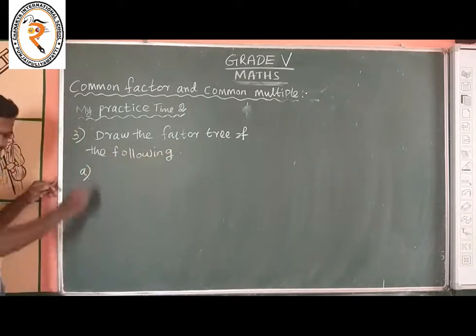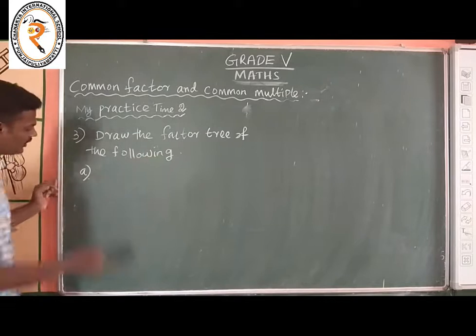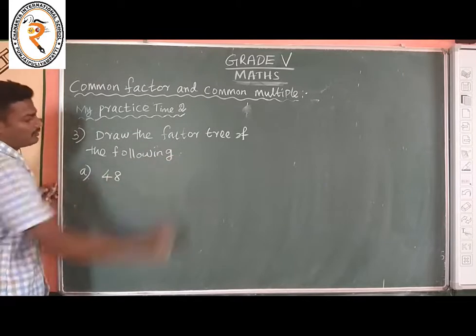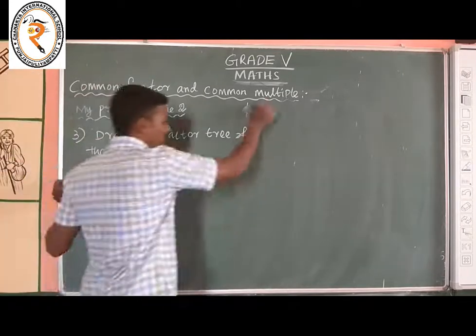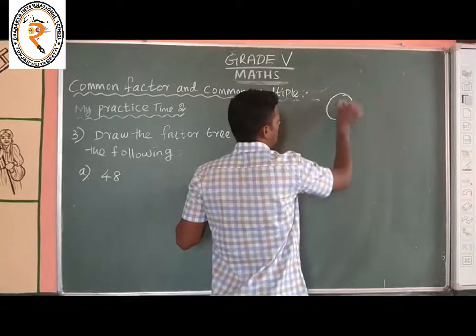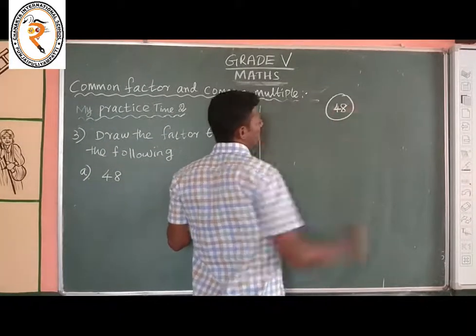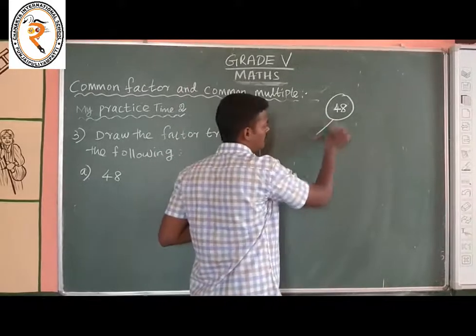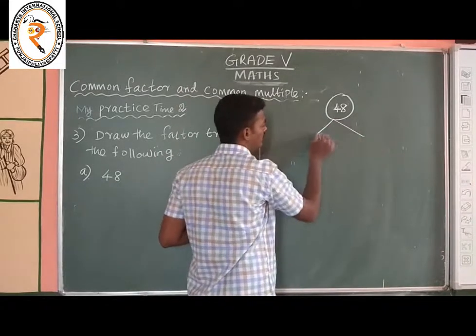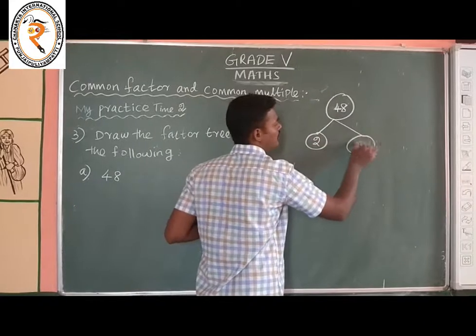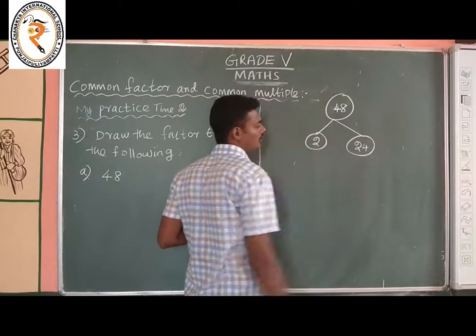Question number A, 48. In the tree method, first we write 48. 48 comes in the second table. How many times? 24 times.